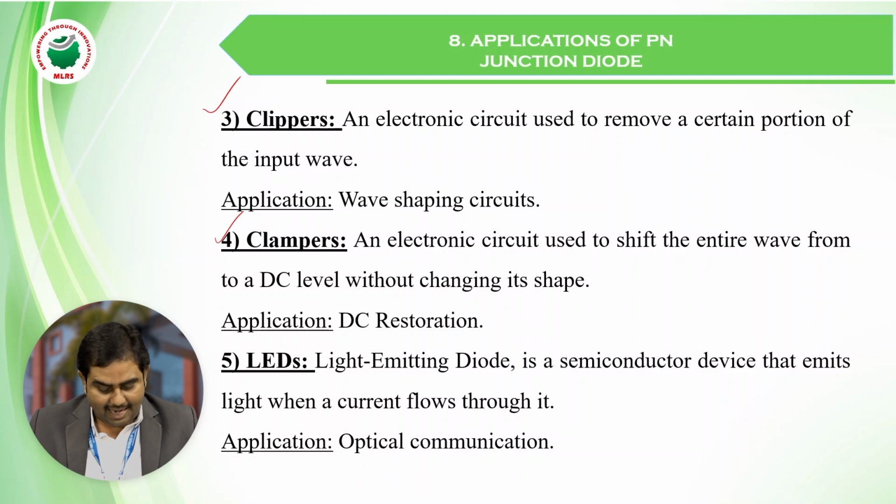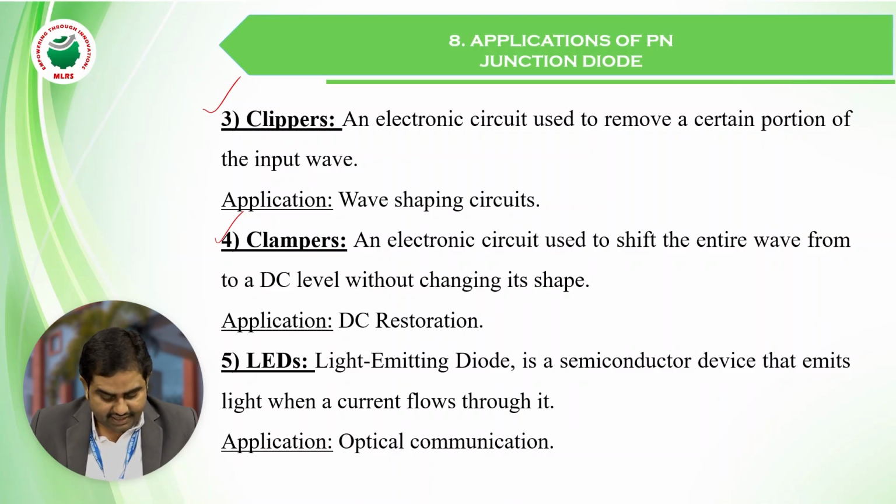Coming to the second one, clampers, an electronic circuit used to shift the entire waveform to a DC level without changing its shape. DC level means, as we have just seen, the complete wave will be present either on the positive side or on the negative side. It won't be present with some portion at positive and some portion at negative. Then it would become an AC level. DC level means the wave has to shift completely to either the positive level or the negative level. So the main application is DC restoration.